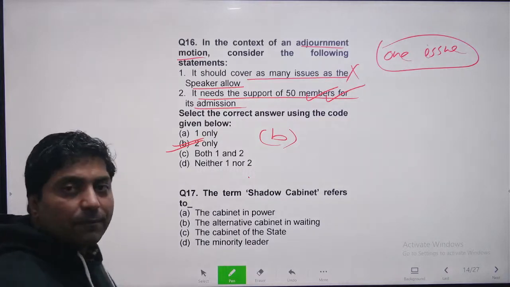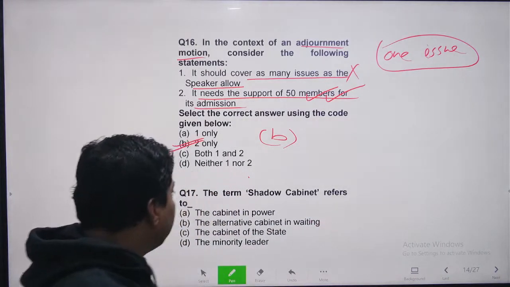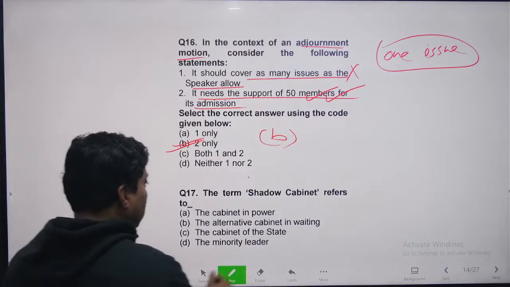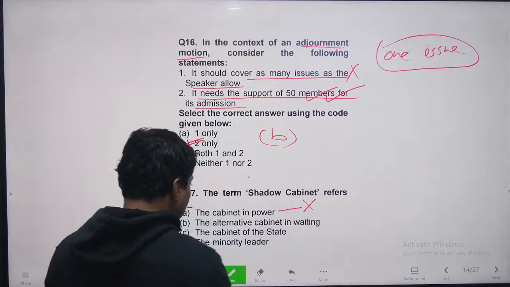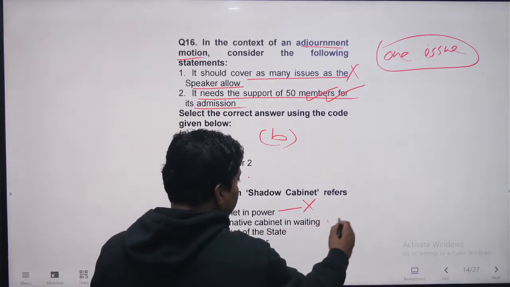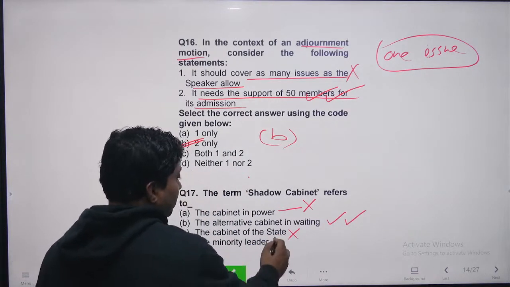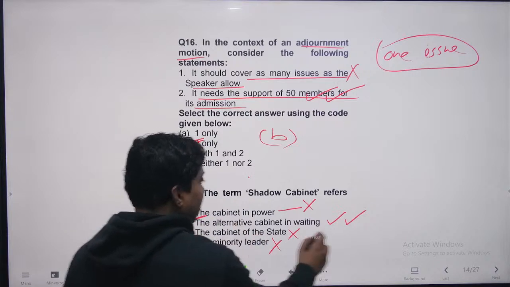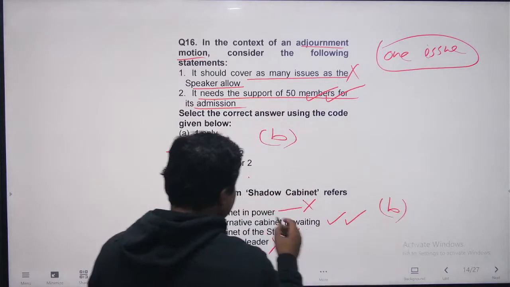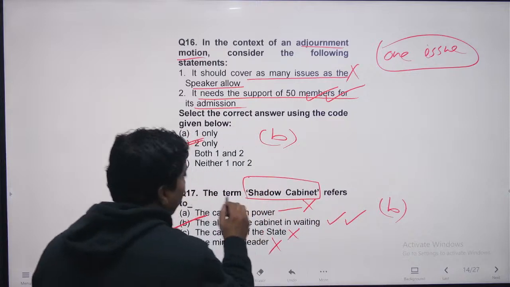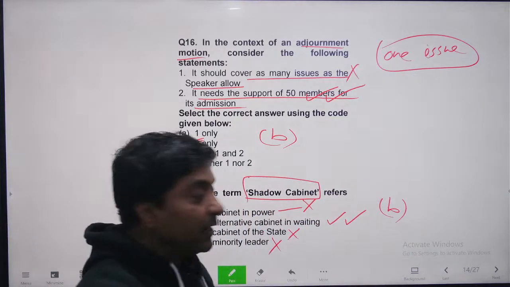Now look at the term shadow cabinet. Does it refer to the cabinet in power? No. The alternative cabinet in waiting? Yes. The cabinet of the state? No. Minority leader? No. B is the correct answer. Shadow cabinet is very much popular in the British Parliament.